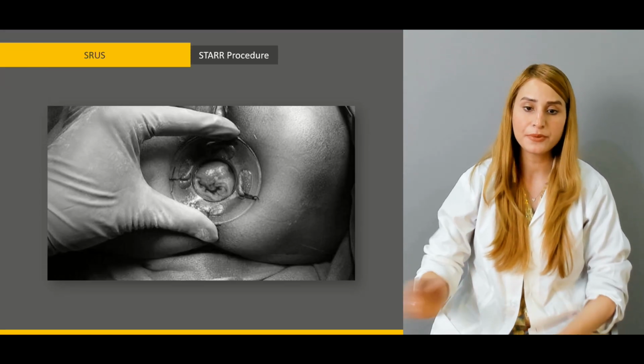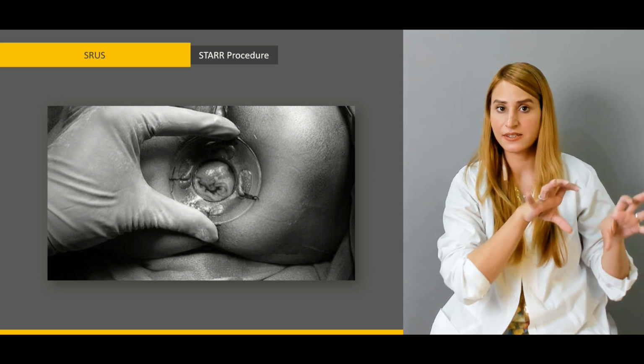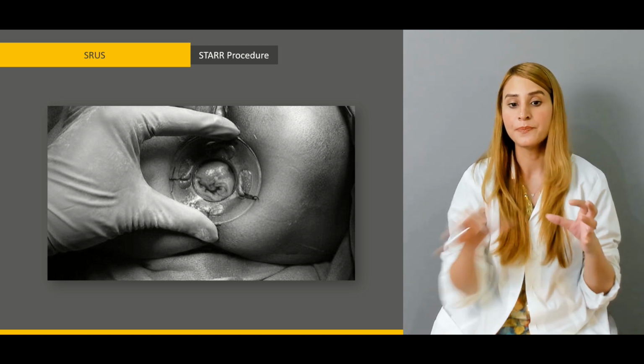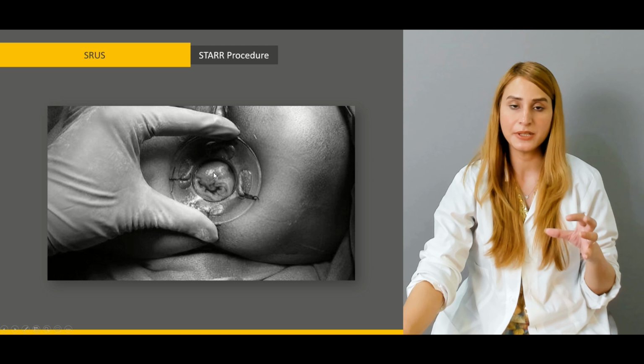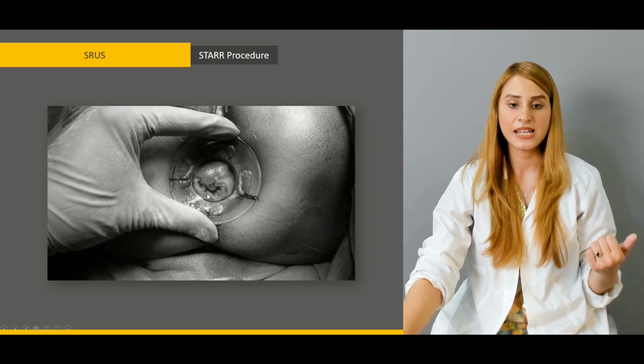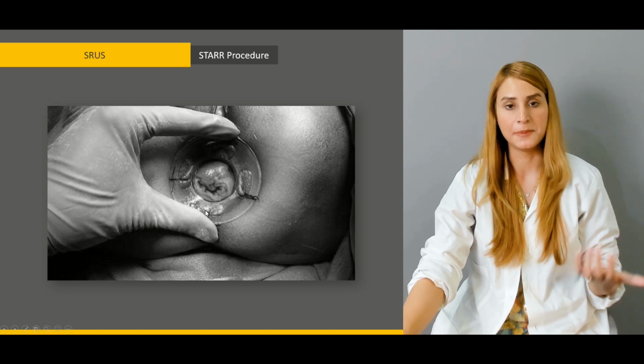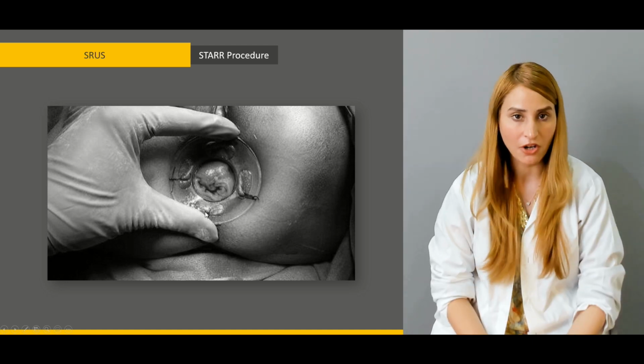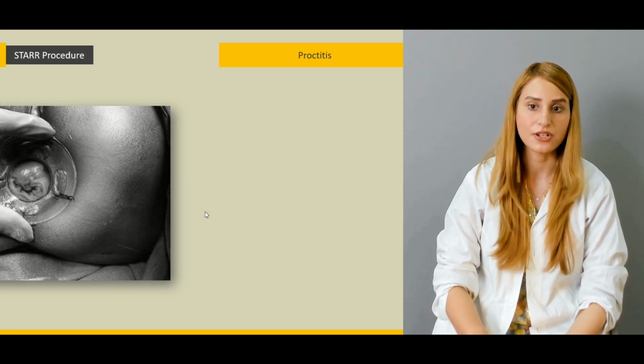In case of the STAR procedure, you excise this. What you do is, this is the mucosa which is forming the ulceration in the rectum, right? So what you do is that you excise this in a shape of a star. So this is called a STAR procedure.